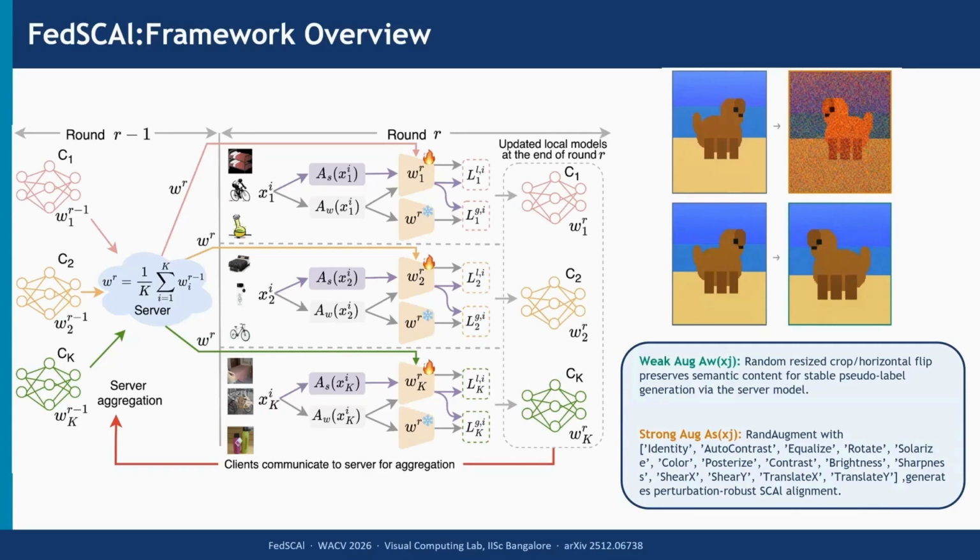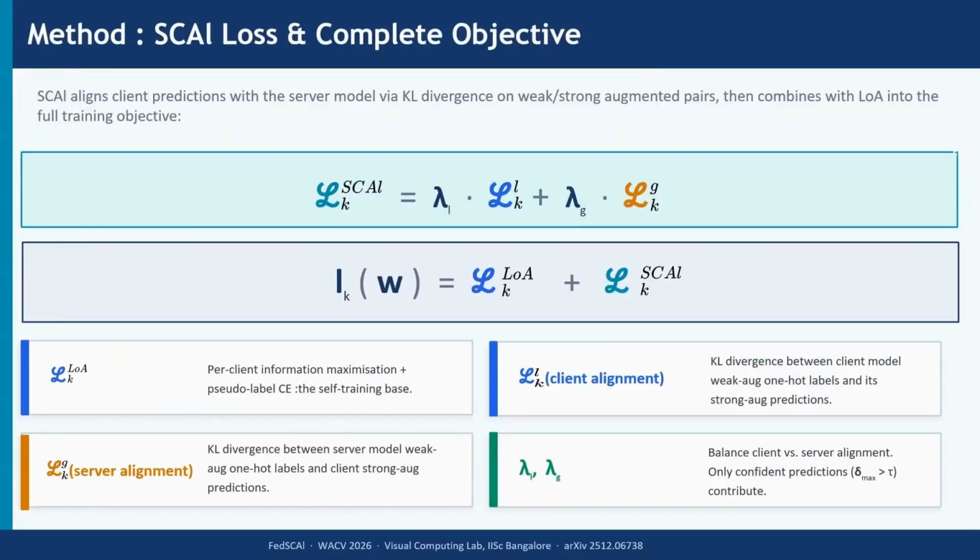Notice the two augmentation pipelines. One is a weak augmentation pipeline, where each sample goes through random crop and horizontal flip, which preserves the semantic content, and is given to the server model and the client model to produce reliable pseudo labels. Strong augmentation, on the other hand, randomly picks two transformations from this list and applies them to the input sample to generate a diverse and perturbed view that forces the client model to learn representations that are robust across domain variations.